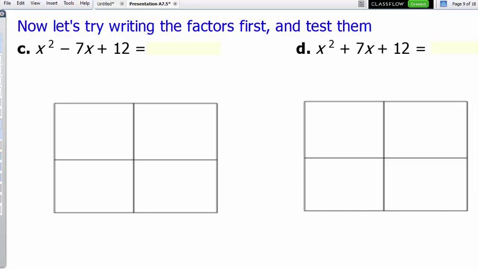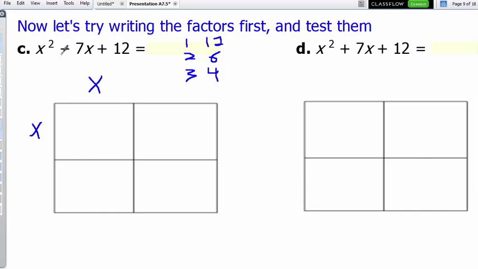So now, instead of going into the table first, let's think of what the factors would be. Out here to the side, we know we're going to have an x and an x. And our goal is factors of 12 that add to get me -7. So factors of 12 are 1 and 12, 2 and 6, 3 and 4. And that's going to be the entire list.